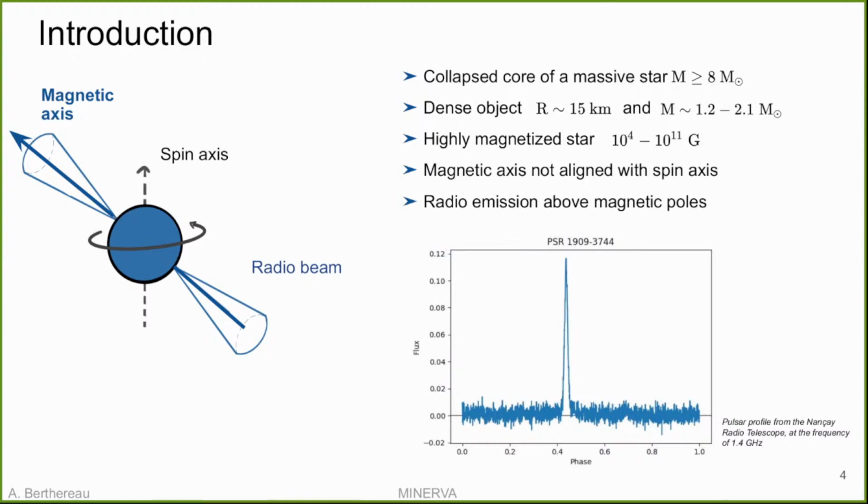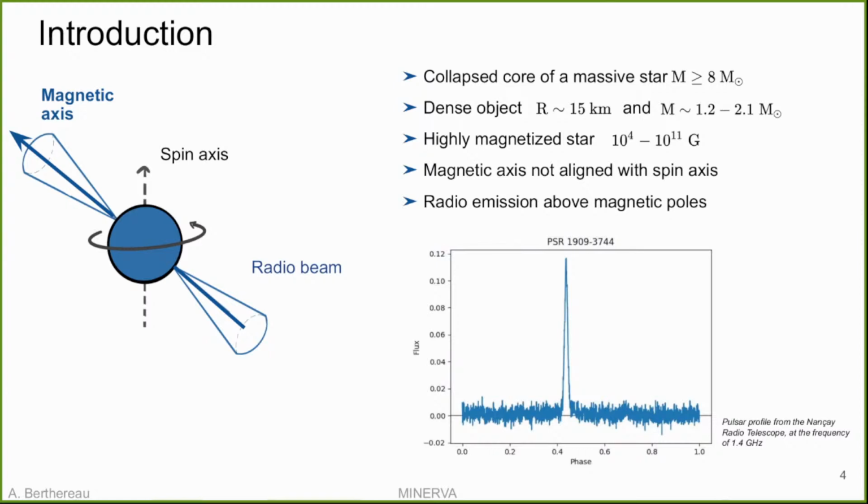So when we are observing a pulsar, when the radio beam crosses the line of sight of our telescope, we will then see a pulse. This is what you can see on my slide. This is the profile of a pulsar called 1909, observed with the Nancy Radio Telescope at a frequency of 1.4 gigahertz. And this is the kind of pulse that we can see when we are observing a pulsar.